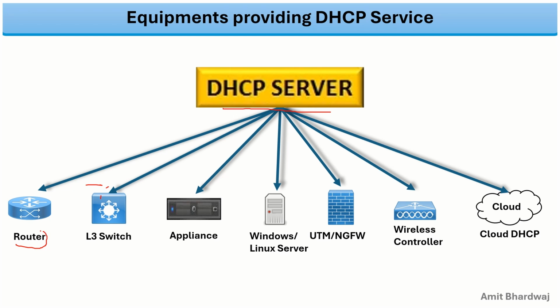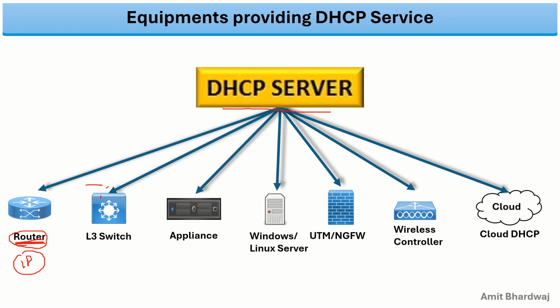So first one is the router. Let us say you have a broadband router from the ISP or maybe an internet router which is installed at the premise. This router can also provide dual functionality, not only as the internet router or the broadband router but also dynamically assigning the IP addresses to the pool of clients which are in the network. So that is the router.